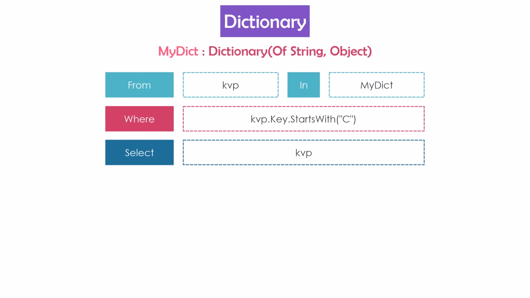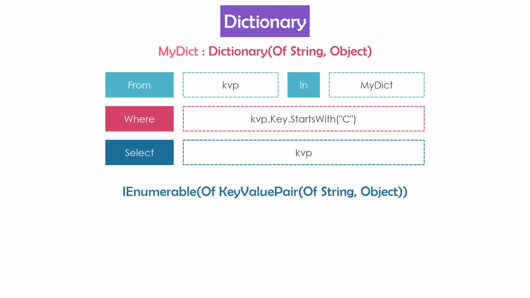It's to query a dictionary and get only the key value pairs, where the key starts with letter C. Here I use the range variable with the property key to set the predicate. The output of this query is of type IEnumerable of KeyValuePair of string, object. This is how to use from clause to query a dictionary.